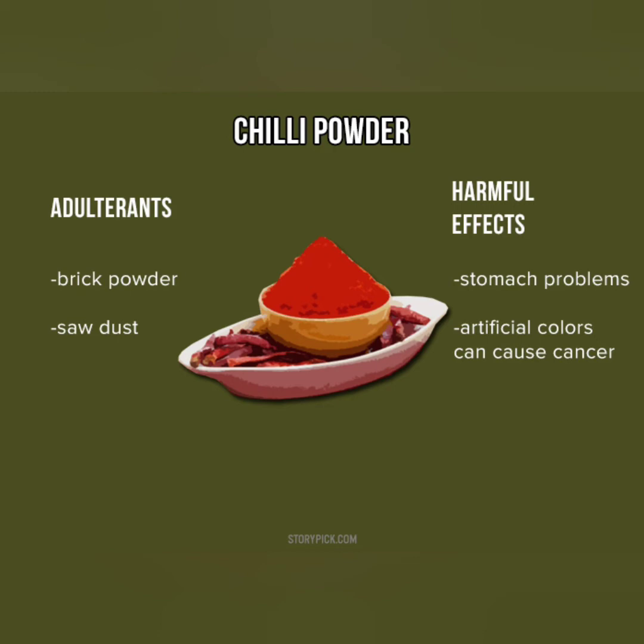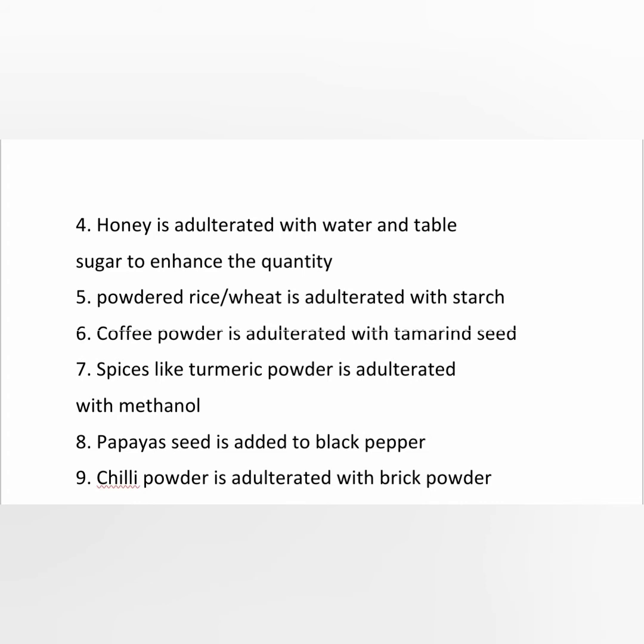Sometimes artificial colors are also used for chilli powder. This artificial color can create cancer. Then honey is also adulterated with water and table sugar to enhance the quantity.